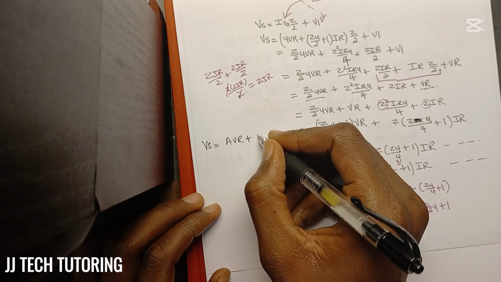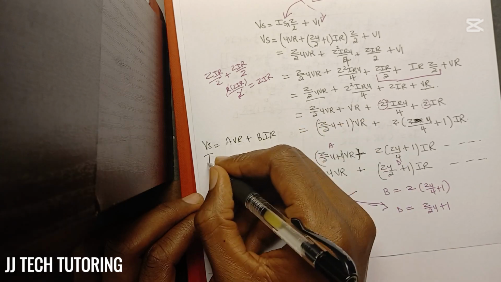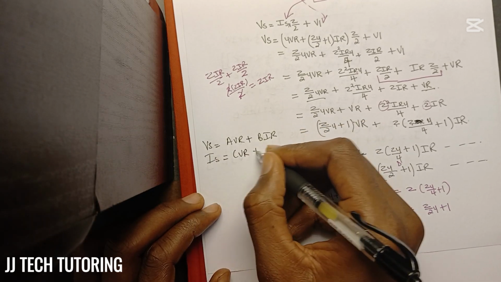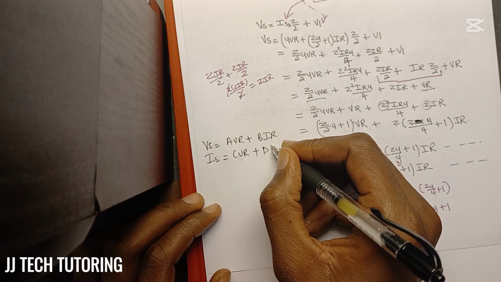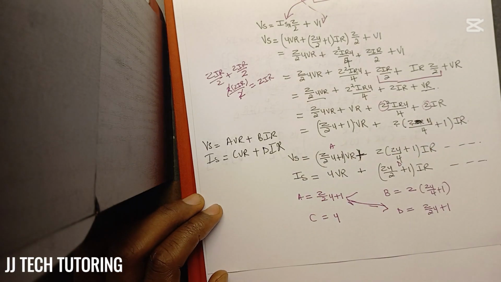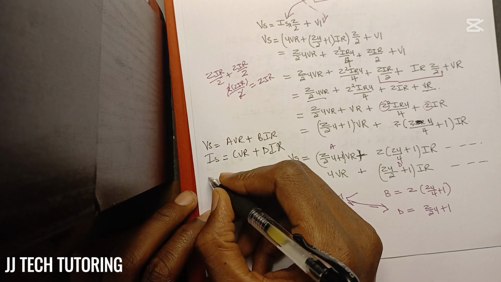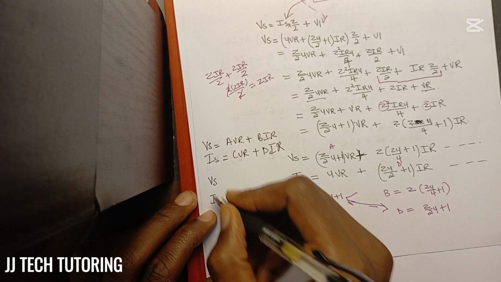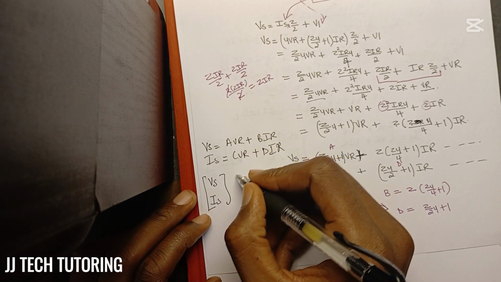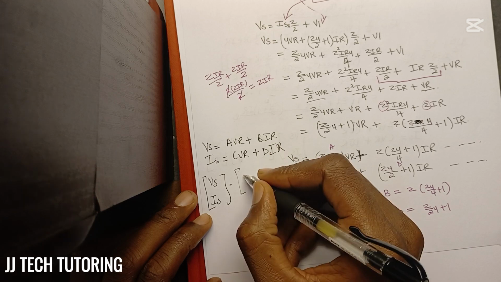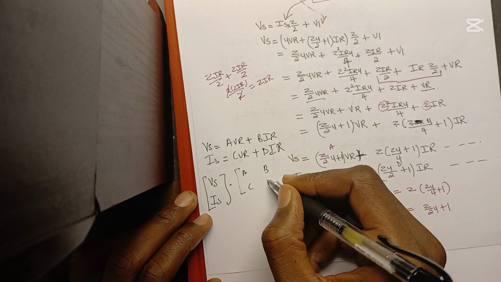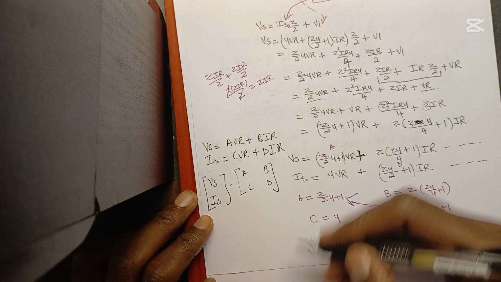Vs is equals to AVR plus BIR. Is is equals to CVR plus DIR, right? So that's it. So when you are doing your mesh, your matrix, you won't need to do it, right? So it's just gonna be A, B, C, and D, right?